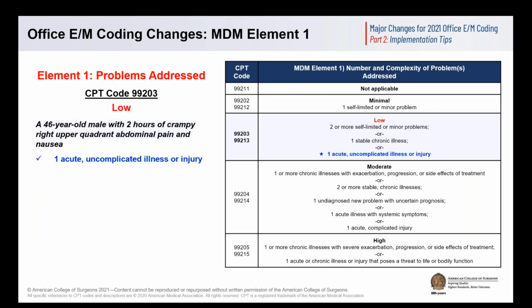So this is a 46-year-old with 2 hours of crampy abdominal pain. This is an acute, uncomplicated problem, so this only justifies a level 3. Again, I gave an example that this is going to justify a level 4. We only have to justify a level 4 or higher in at least 2 of the 3 areas. So in problems, we don't reach that. Next slide.